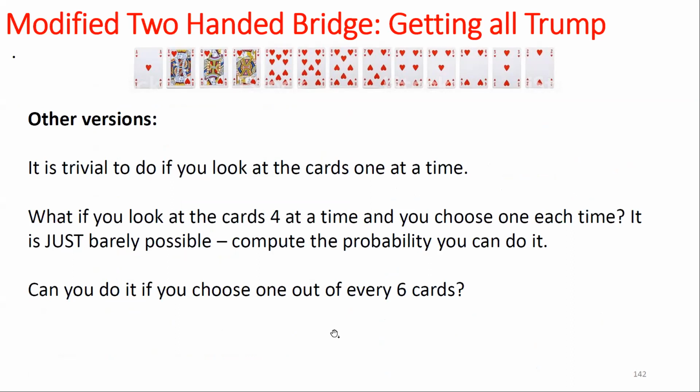Oh, no, it's not at all possible. Because if you choose one out of every four, you're going to get 13 cards. And if we choose one out of every six, you're not going to even have 13. Correct. So we know that there's no way to do it if you choose one out of every six cards. So it's a nice problem. Try to figure out what is the probability you can do it if you look at every four cards at a time.